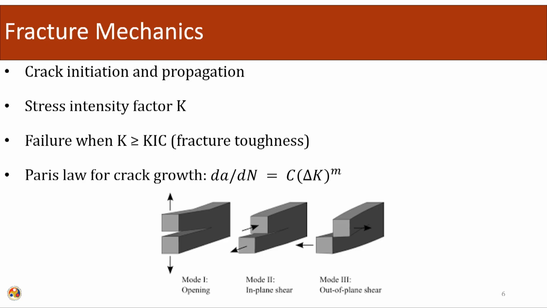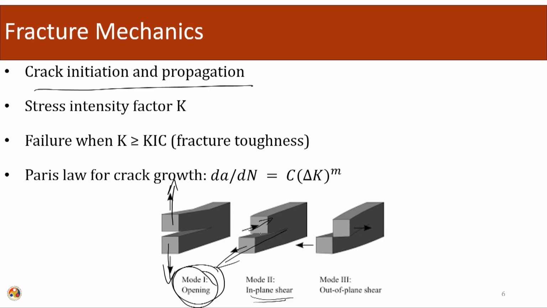Then comes the fracture mechanism. Fracture mechanism we have dealt with when we were talking about the composite sections. So, there will be a crack initiation and propagation, and there are different modes of failure. This is mode 1, the opening mode. In plane shear can occur, where the shear is acting in the plane and there will be sliding along this surface, and this is a case of an out of plane shear occurring.